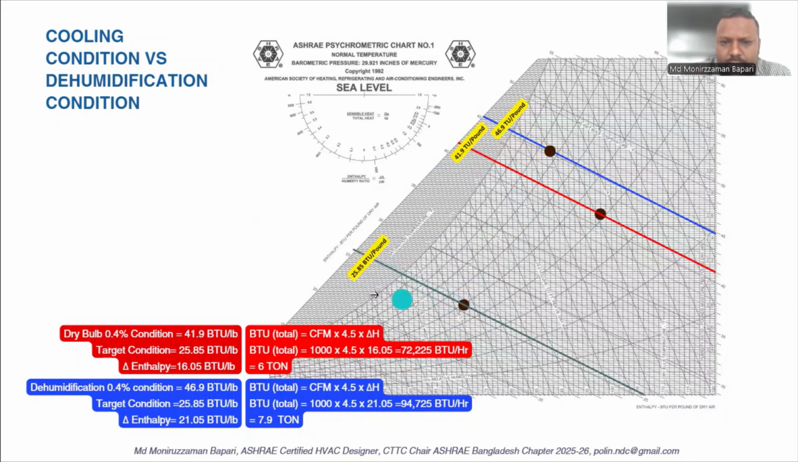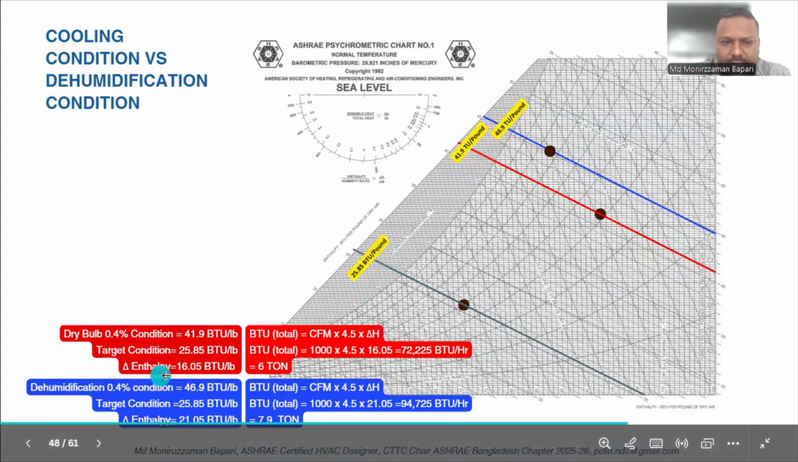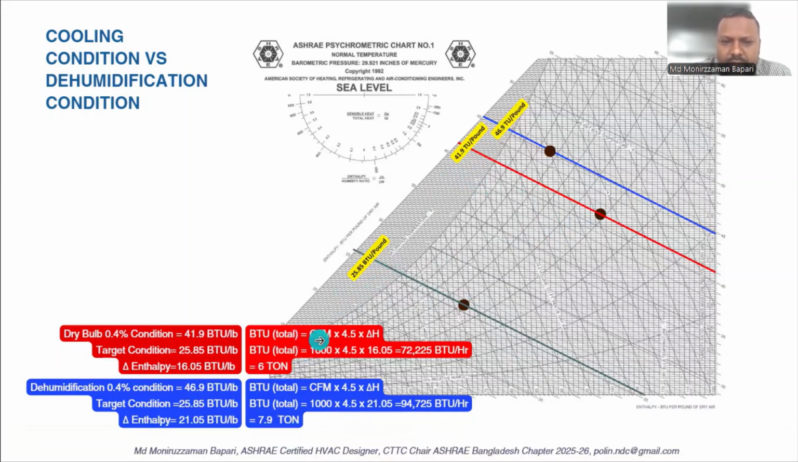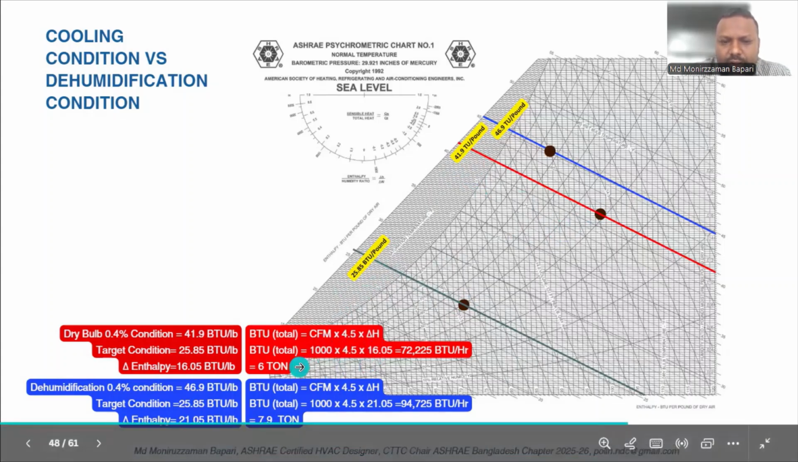At the desired room condition, we have an enthalpy of 25.85 BTU per pound of dry air. And at the target outside air condition, we have 41.9 BTU per pound of dry air. So the difference in enthalpy is 16.05 BTU per pound of dry air. If we try to cool 1000 CFM of air, it's a pretty simple and straightforward formula: CFM multiplied by 4.5 multiplied by delta H, and we get 6 tons of cooling.